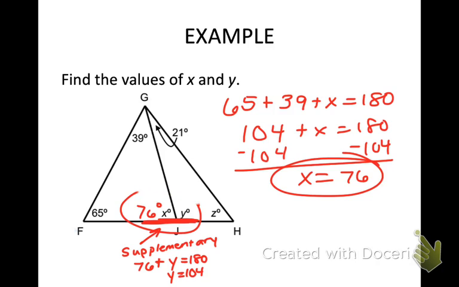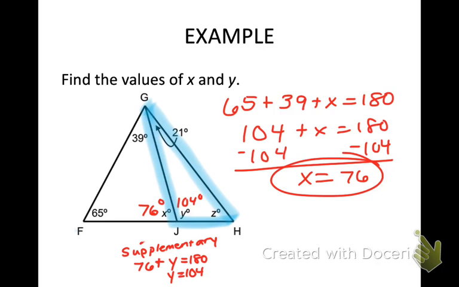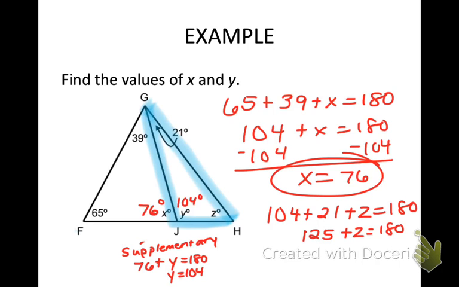Okay, so now I'm going to put that back into my diagram. So x was 76, y is 104 degrees. So now focus on the triangle on the right. You have 2 out of the 3 angles. So first angle is 104. The second one given to us is 21, plus z is equal to 180. So 104 plus 21 is 125, plus z equals 180. Subtracting 125 from both sides gets us z is equal to 55.